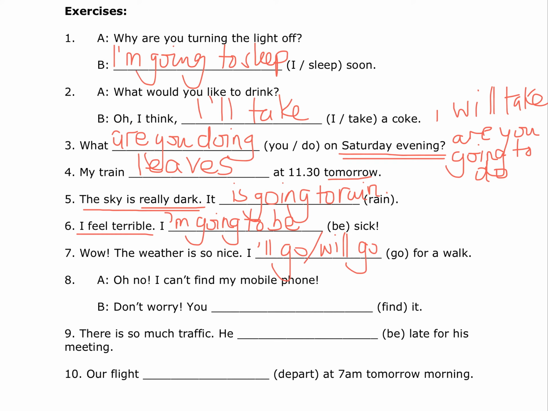In the next small dialogue, it is very similar. One person says, oh no, I can't find my mobile phone. And B answers, don't worry, you'll find it. Or you will find it. So this is actually a prediction. Or even a kind of a promise.